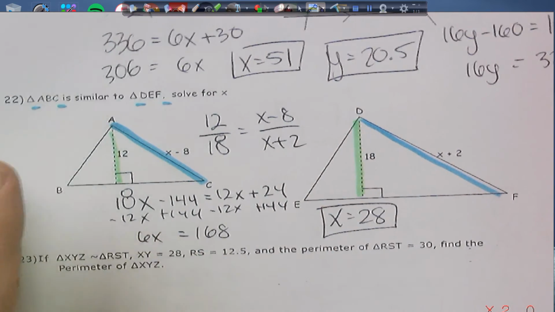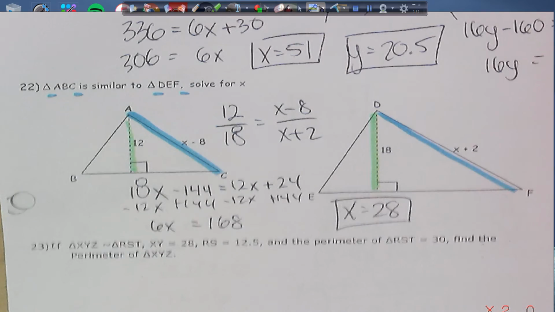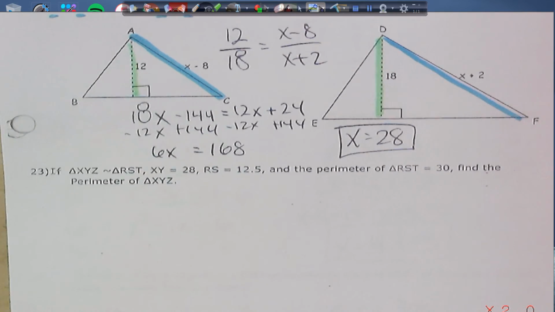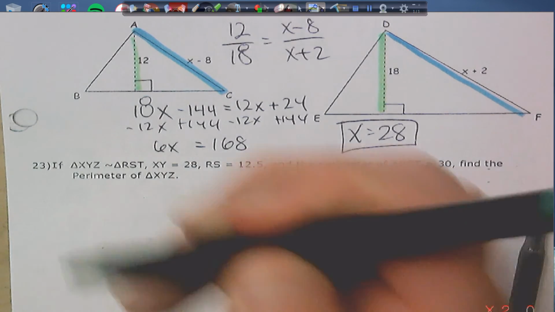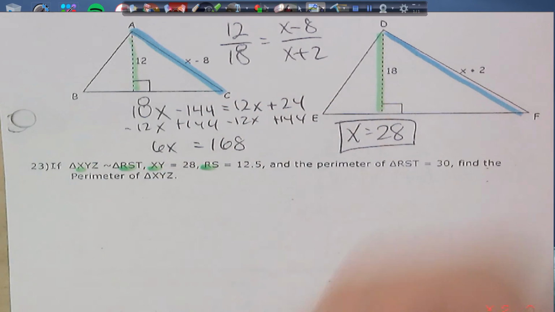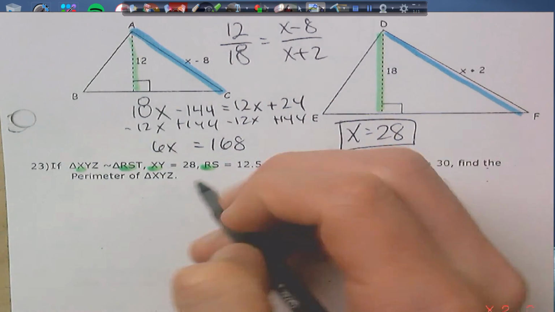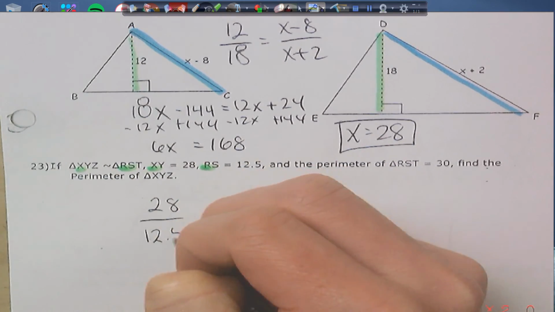Again, double check, you always want to see it says solve for x, so I don't have to go any further than that. Okay. XYZ is similar to RST. XY is 28. RS is 12.5. Notice real quick, XY, RS are in the corresponding spot, so I know those are going to match up with each other. So I can do the 28 over 12.5.